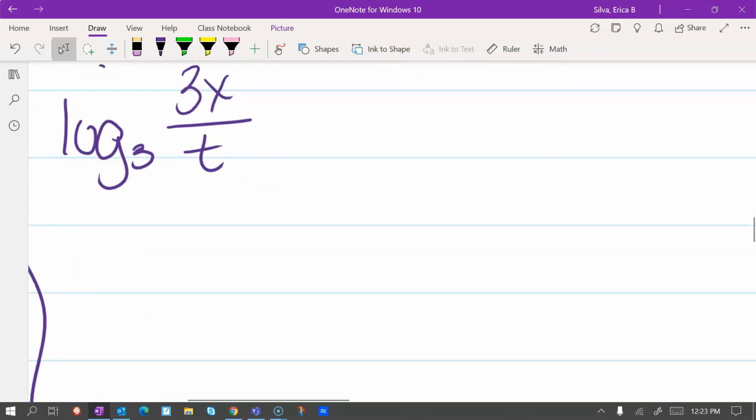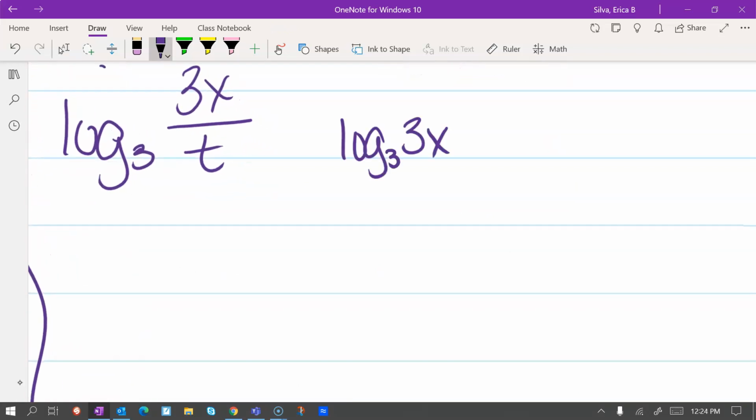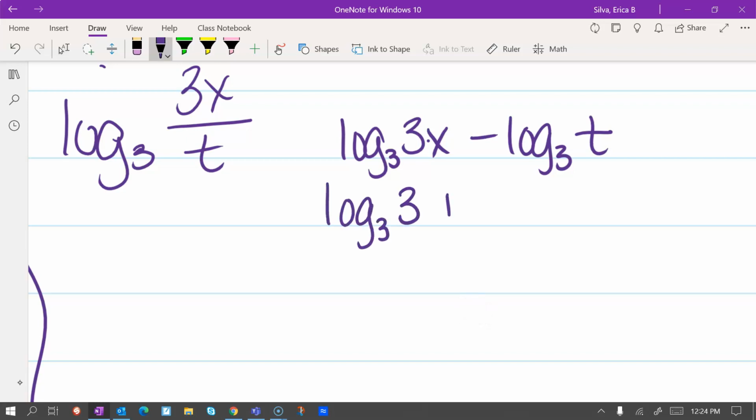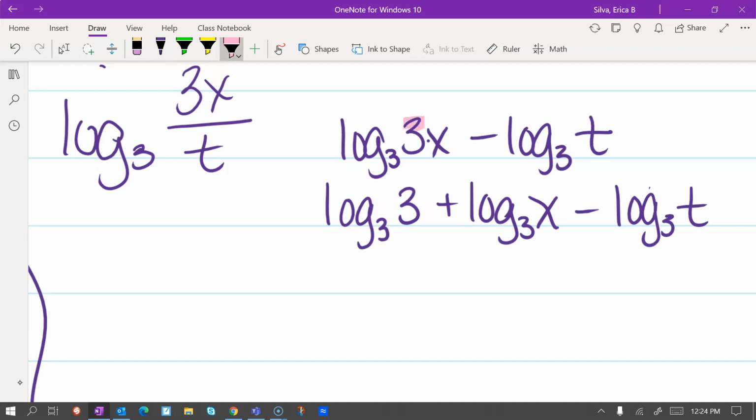Okay, now you try this one: log base 3 of 3x minus log base 3 of t. This one can be expanded further. So log base 3 of 3 plus log base 3 of x minus log base 3 of t. So there's my 3, there's my x, and t is already expanded fully.